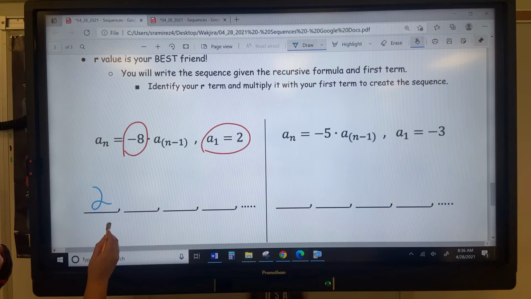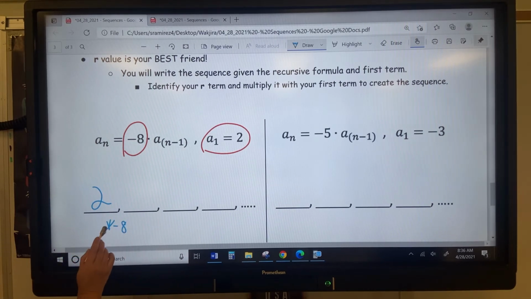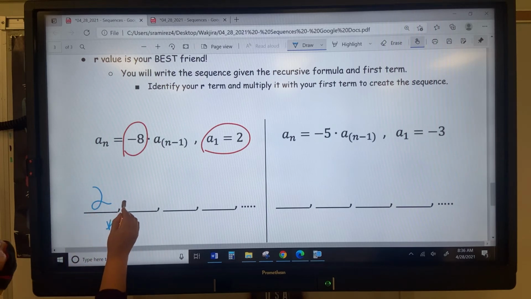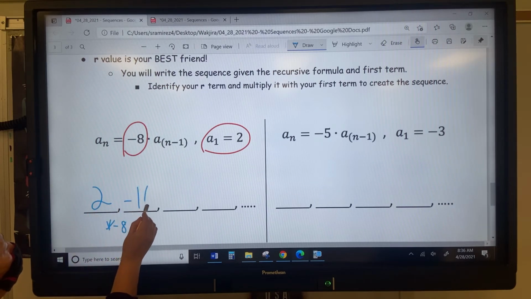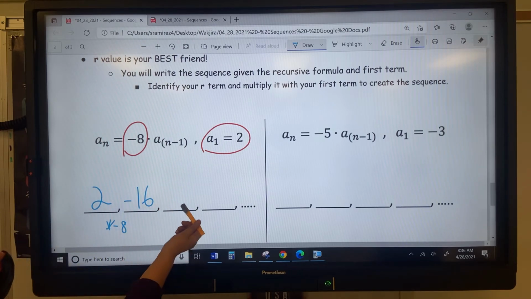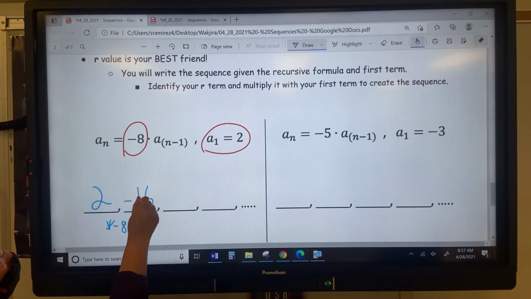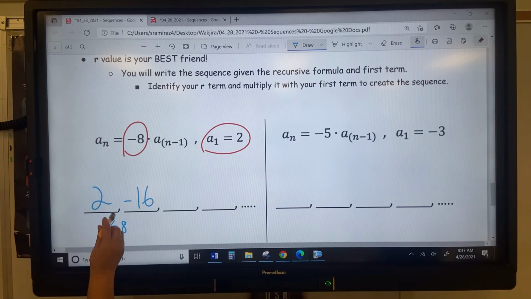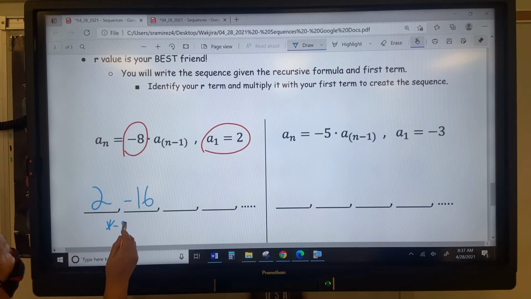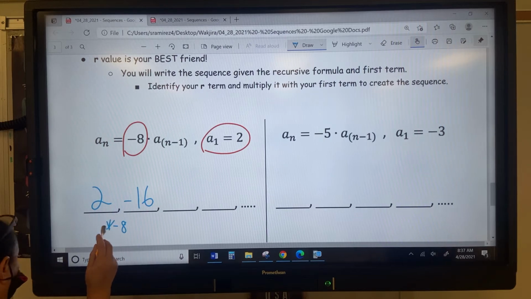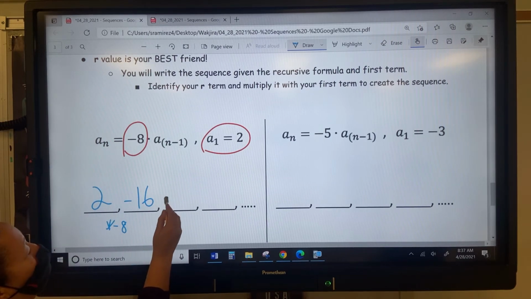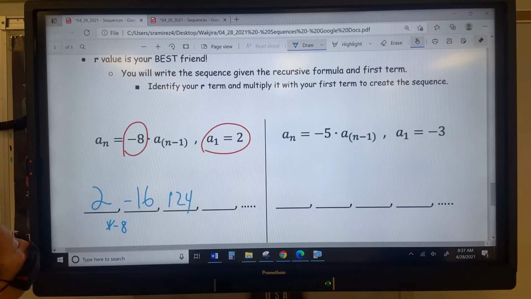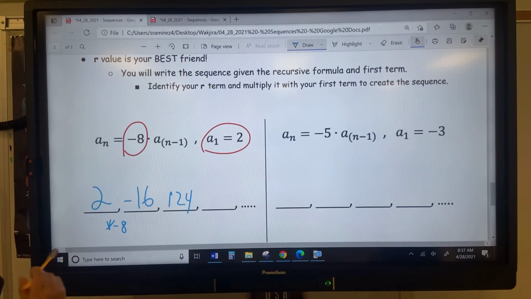That is negative 8. When we multiply negative 8 by 2, we get negative 16. The same way to fill up this one, the number before this is negative 16. When we multiply negative 16 by negative 8, we get 128. So you can use your calculator.